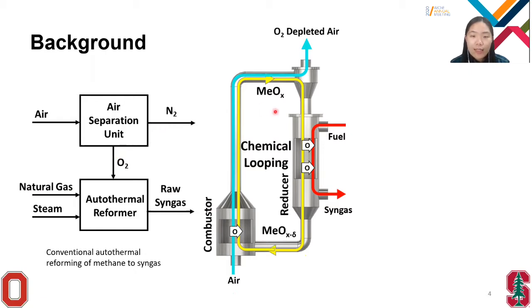Chemical looping, on the other hand, uses metal oxide as an oxygen carrier that circulates through the system to transfer oxygen from the air to the fuel. So it can avoid the direct contact between the two reactants. As a result, the air separation unit can be eliminated and explosion risk can be mitigated.